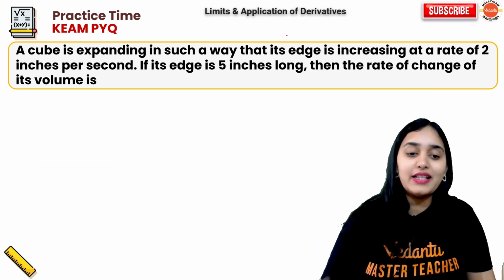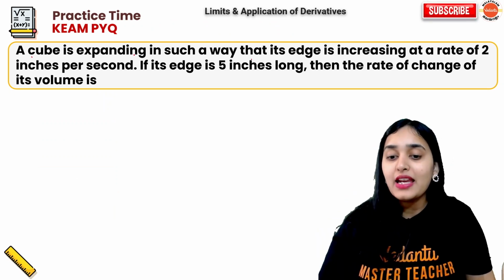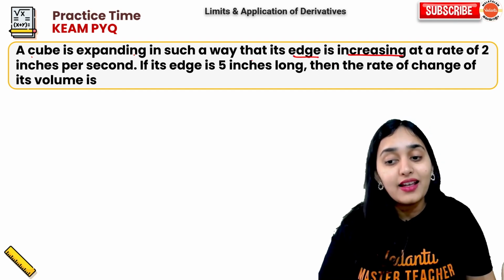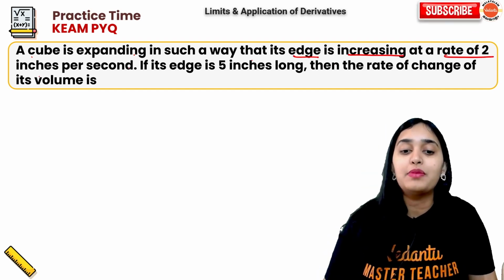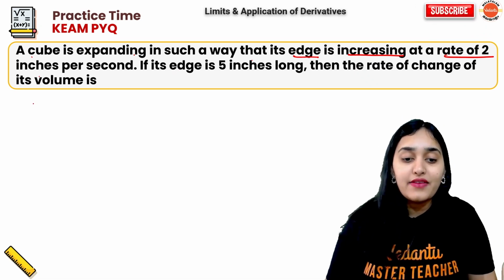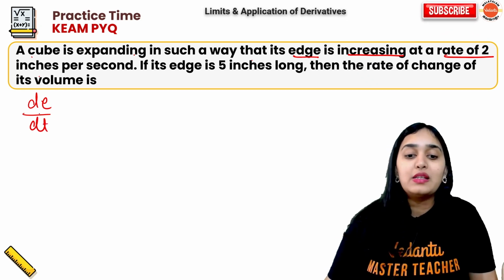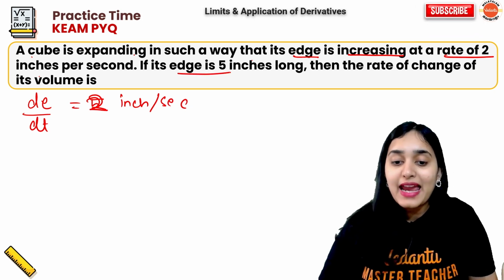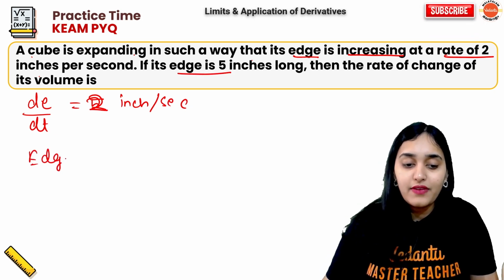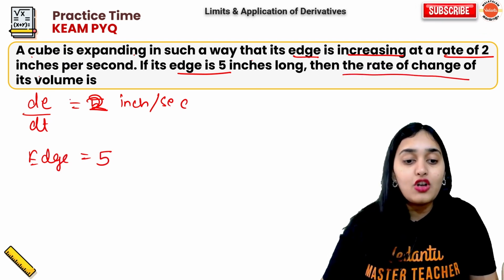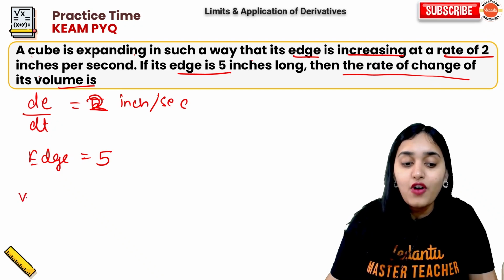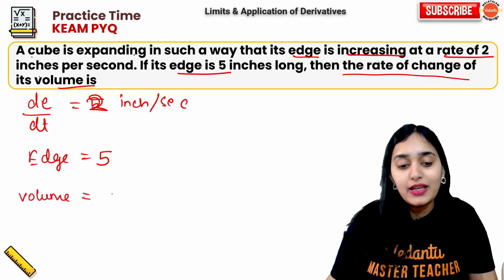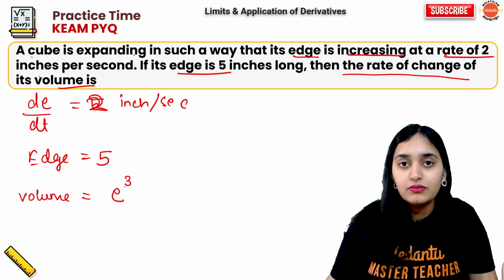Next, this is a rate of change question. Whenever you see a word problem, it is that only. A cube is expanding in such a way that its edge is increasing at the rate of 2 inches per second. So it is given basically dE by dt, rate of change of edge with respect to time, is 2 inches per second. If its edge is 5 inches, so edge value is given 5, rate of change of volume will be dash. So first, what is the formula of volume? Volume of a cube is edge whole cube, right?